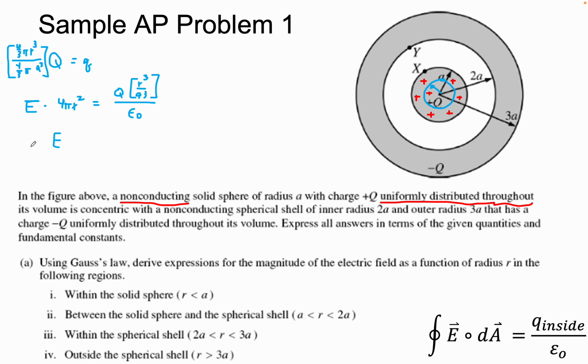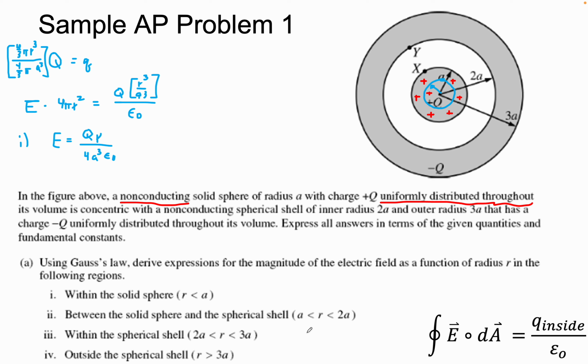on the inside, this is for part 1, is just going to be given by the total charge, Q times r, over 4 a cubed epsilon naught. Make sure I did my math right. A cubed goes down there, 4 comes down there. Yep, that should be right.